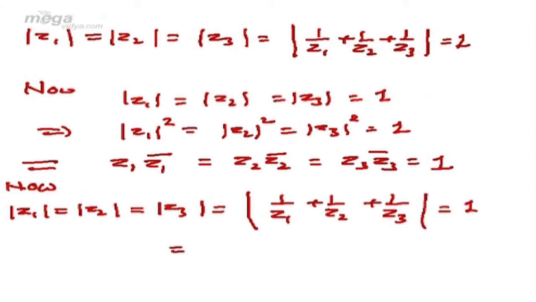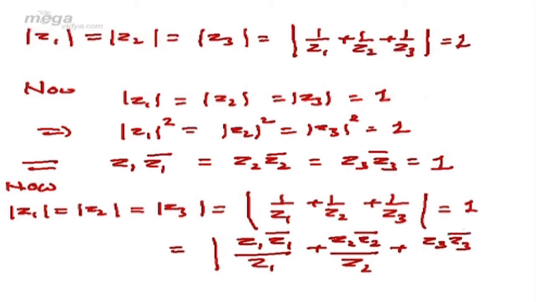If we put z1 z1 bar in place of 1, this will become z1 z1 bar upon z1. In the second term, we put z2 z2 bar in place of 1, and z3 z3 bar in place of 1. Z1, z2, z3, all the three cancel out.